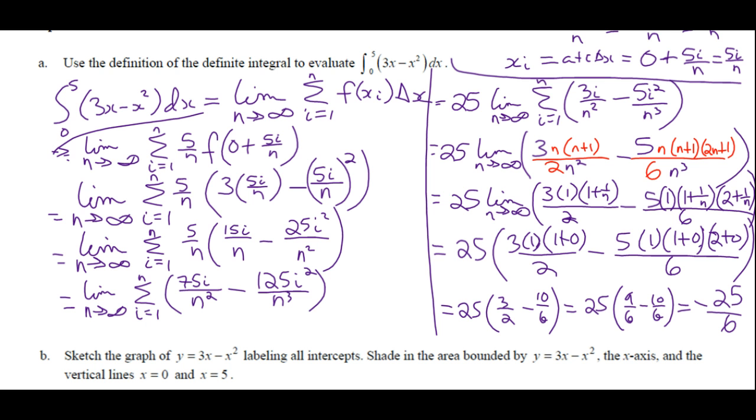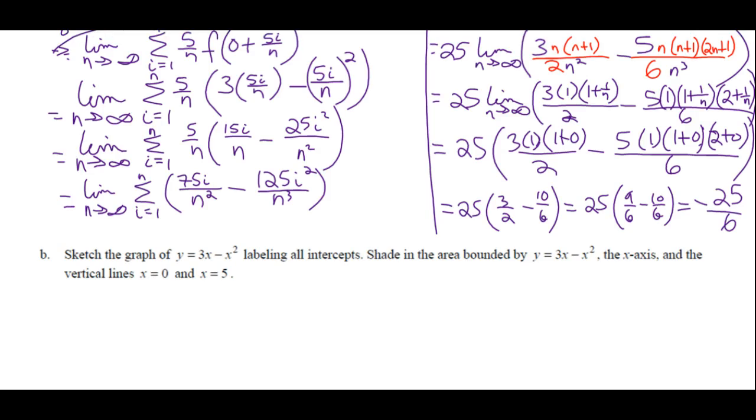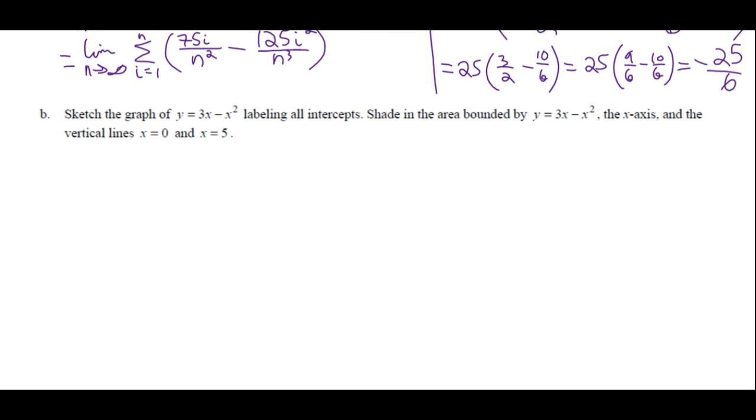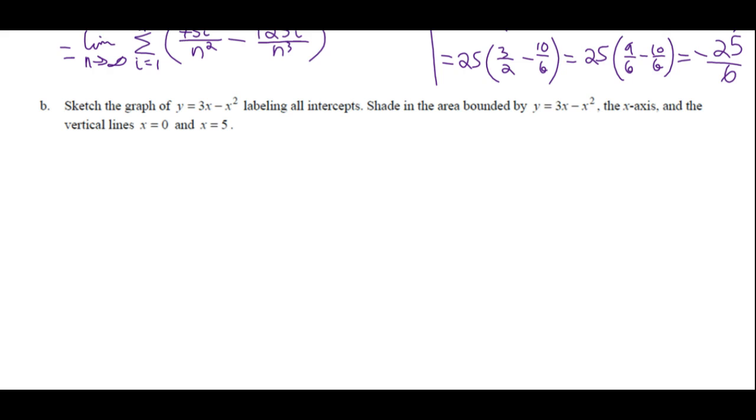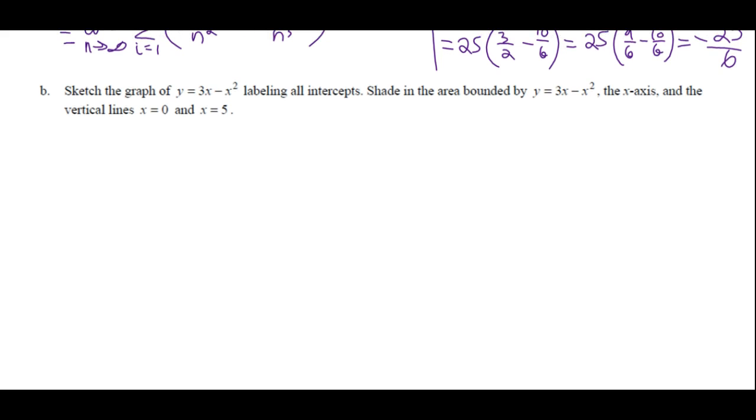Okay, so we have used the definition of integrals, which we studied in the previous unit, right? The sum of n rectangles, to evaluate the integral from 0 to 5 of 3x minus x squared dx, and we get negative 25 over 6. Right, now you're going, but wait, negative? So really what are we finding here? What's going on here? Sketch the graph y equals 3x minus x squared, labeling all intercepts, shading the area bounded by it, the x-axis, and the vertical lines x equals 0, x equals 5.